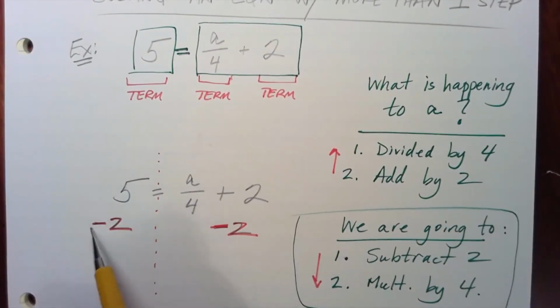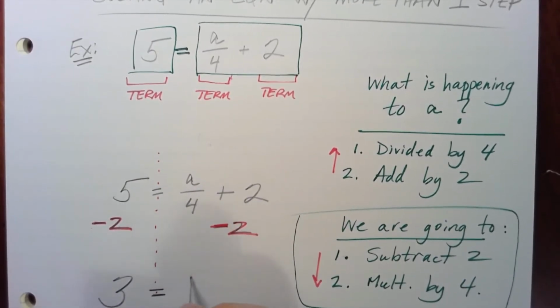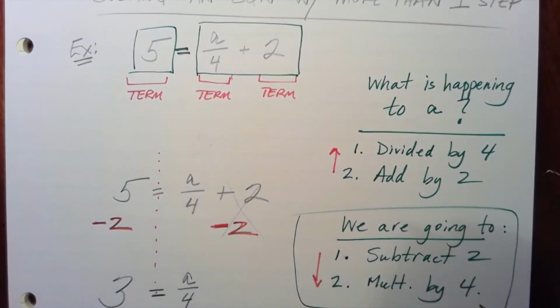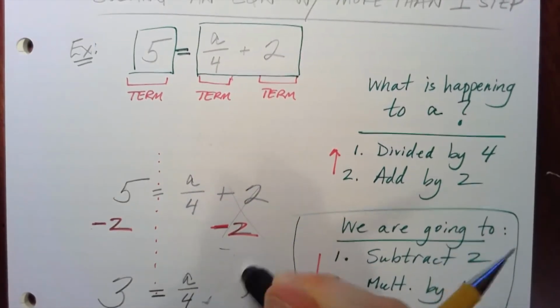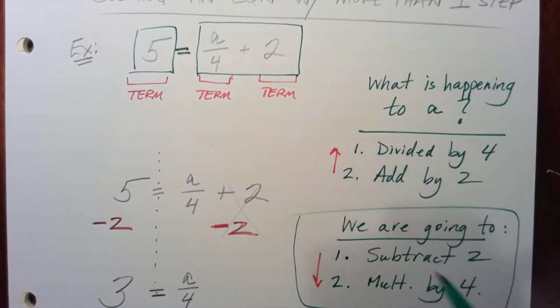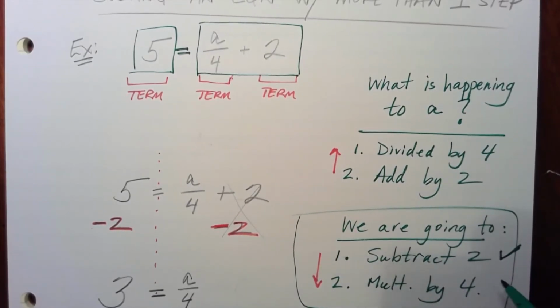And so 5 minus 2 just leaves me with 3. The a over 4 plus 2 minus 2, well, those are going to cancel each other out. Plus 2 minus 2 is 0. So I really have a over 4 plus 0, but I don't have to write plus 0 because that doesn't tell me anything. Okay? And so now I have done this step. I have subtracted by 2, and now I just have to multiply by 4.